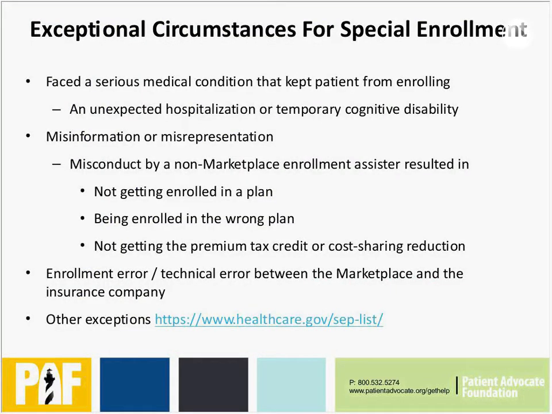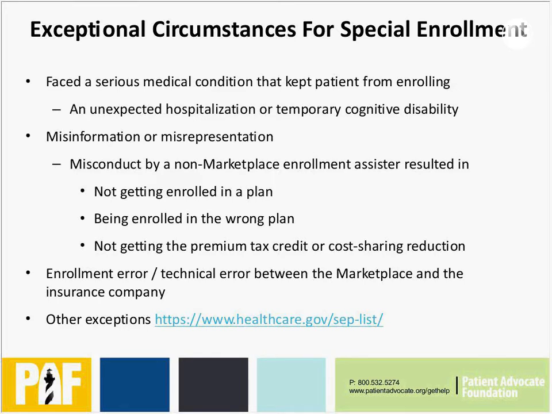So there's always an exception to the exception, and this slide covers that. Even outside the special enrollment window, there are some exceptional circumstances that could be considered if you miss your enrollment opportunity. For example, if you were faced with a serious medical condition that kept you from enrolling during the open enrollment period, an unexpected hospitalization or temporary cognitive disability, let's say you were in a coma for a period of time that precluded you from enrolling, that would be considered a qualifying event for a special enrollment window.